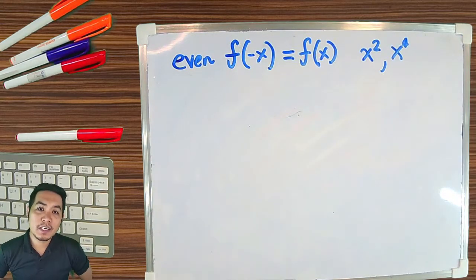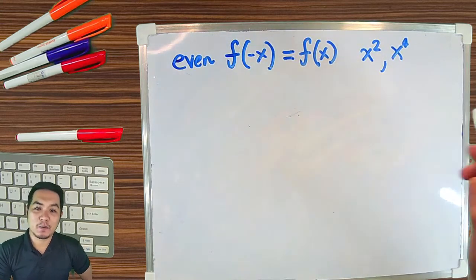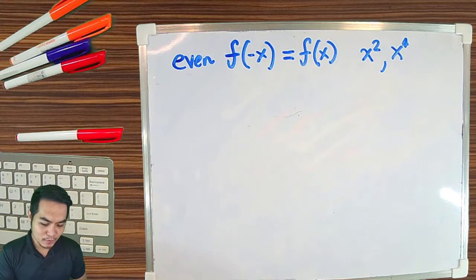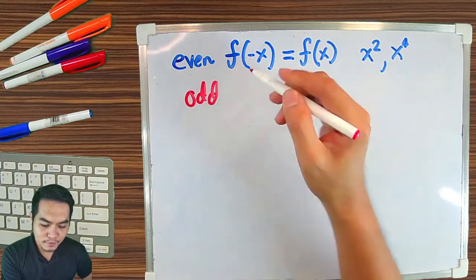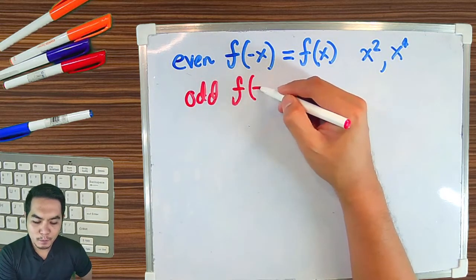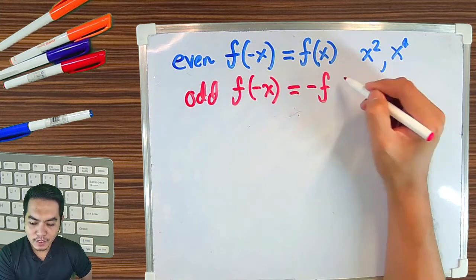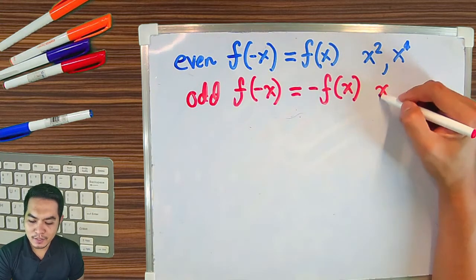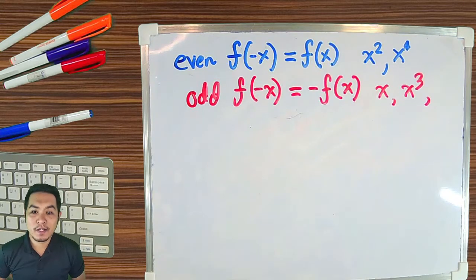So those are even functions. Even if you replace x by negative x in x squared, it's still x squared. So that's an even function. What about an odd function? In an odd function, if you replace x by negative x, then the function becomes negative f of x. An example of this is of course x cubed, x to the 5, and so on.